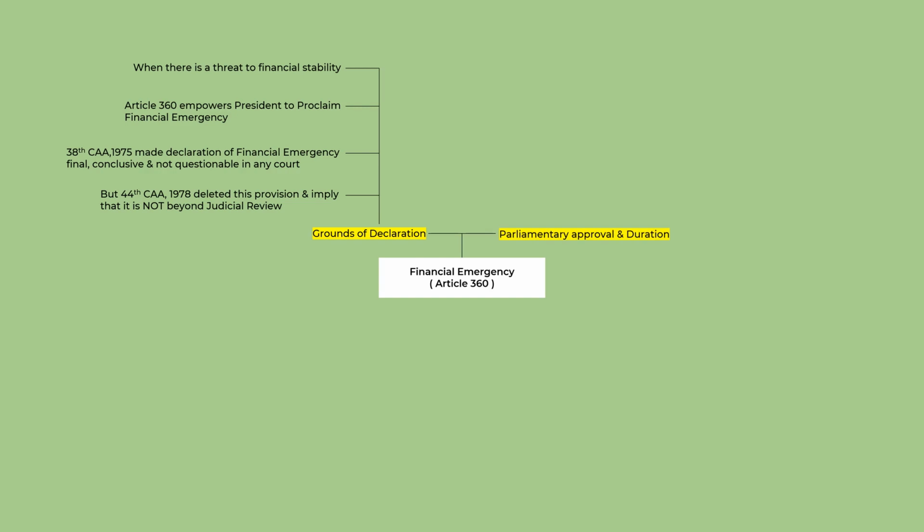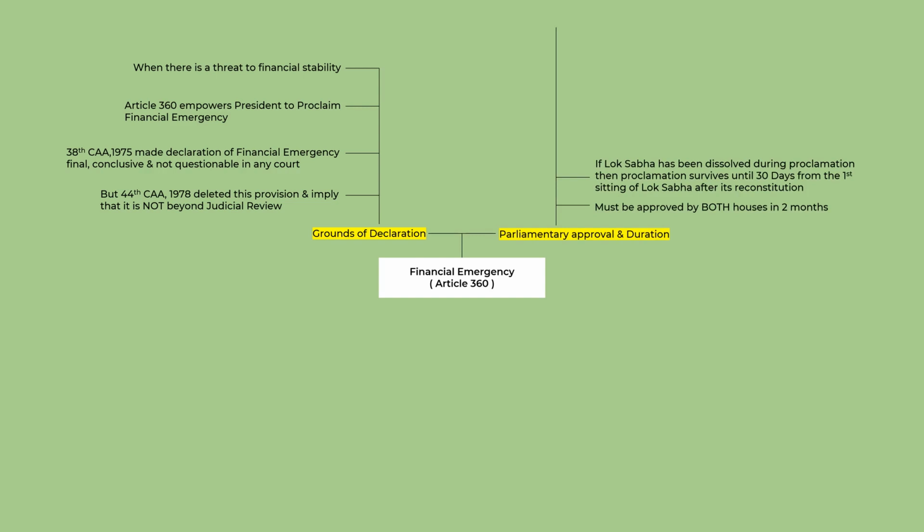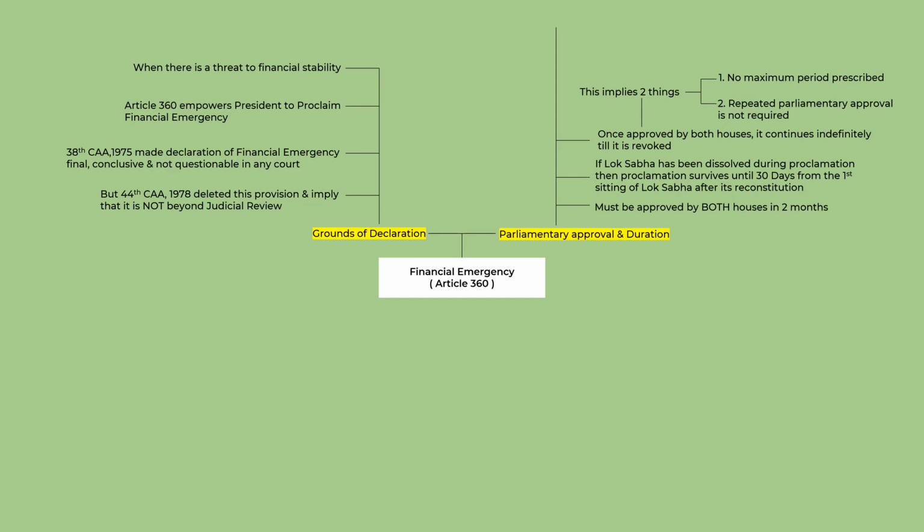Parliamentary approval and duration. It must be approved by both houses in 2 months. If the Lok Sabha has been dissolved during the proclamation, then the proclamation survives until 30 days from the first sitting of the Lok Sabha after its reconstitution. Once approved by both houses, it continues indefinitely till it is revoked. This implies 2 things. First, no maximum time period is prescribed. Second, repeated parliamentary approval is not required. The resolution approving the proclamation can be made by either house of Parliament by simple majority. It may be revoked by the President at any time.